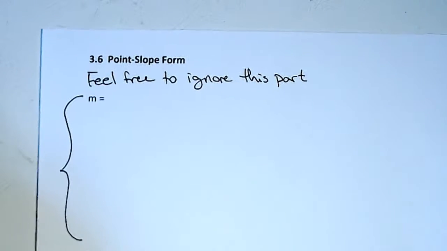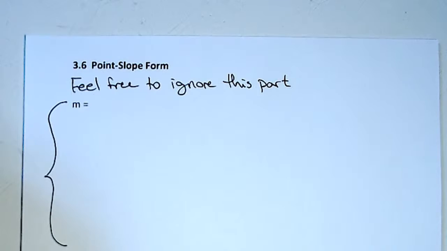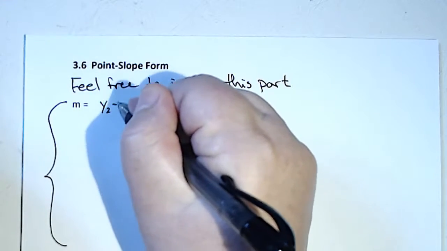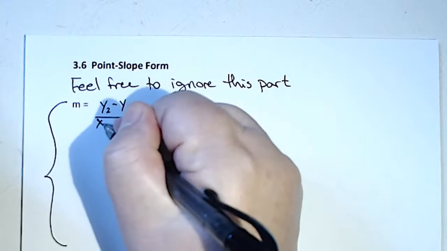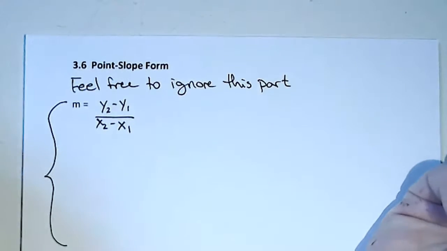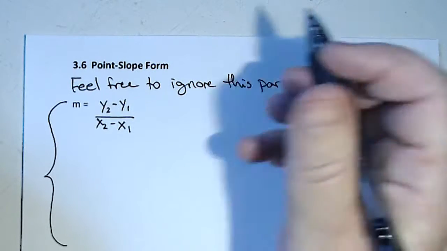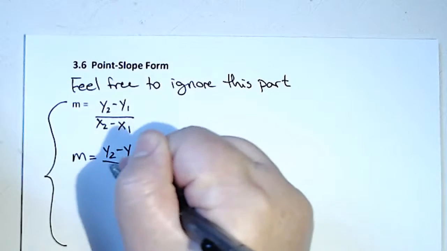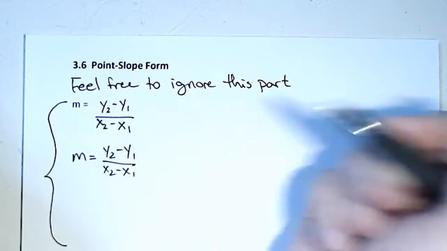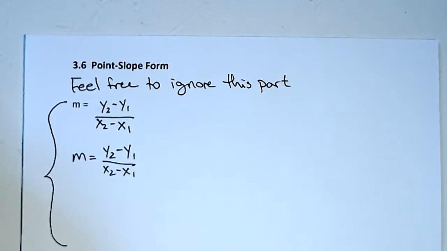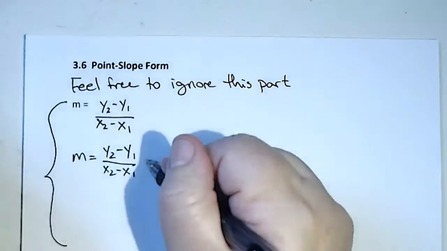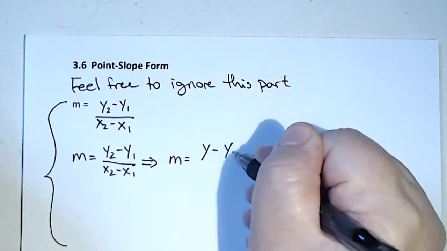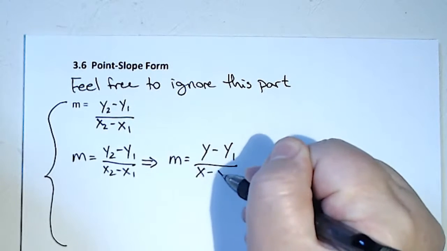So I'm going to start off by changing the paper around a lot. The slope is equal to y2 minus y1 all over x2 minus x1. Does that make sense? That's the formula for slope: y2 minus y1 over x2 minus x1. Now, I'm going to write this in a slightly different way: y minus y1 all over x minus x1.